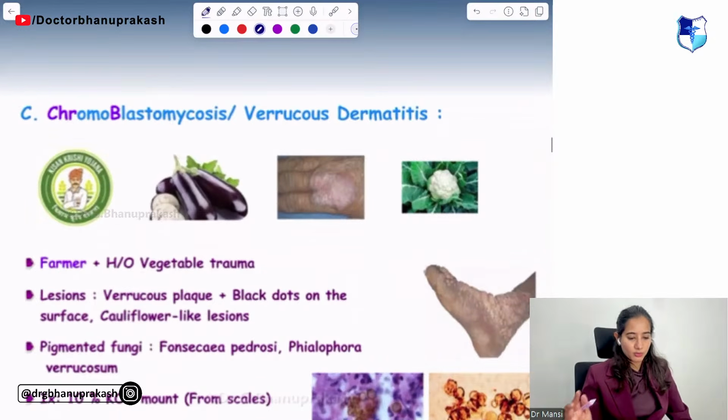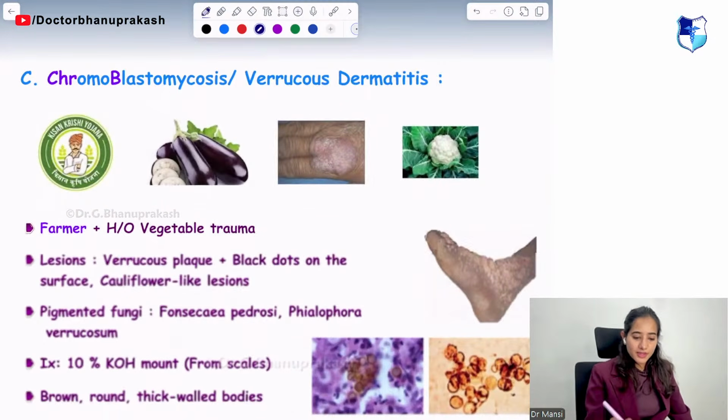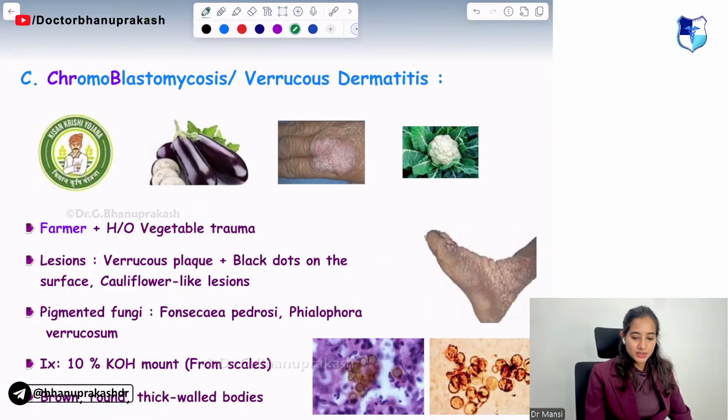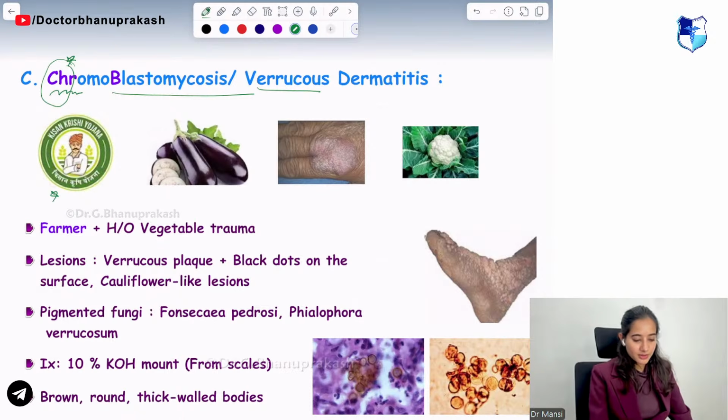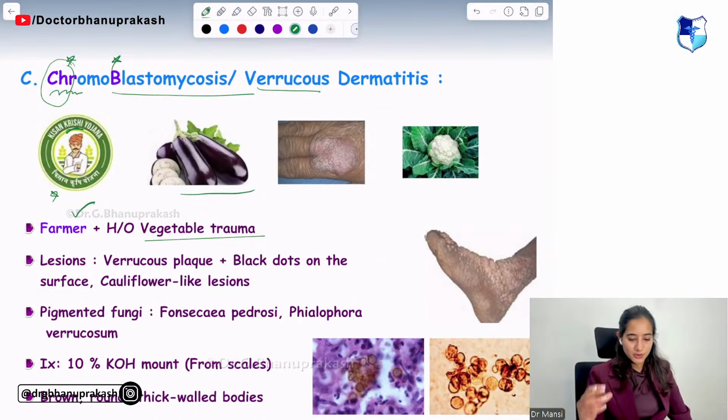Next, we move to chromoblastomycosis, also called verrucous dermatitis. Now, this word verrucous is like your cauliflower. What I wanted you to remember from here is the mnemonic: chromoblastomycosis will remind you of Krishi. So this Krishi, a person who has a history of vegetable trauma, probably a farmer. And blastomycosis, this brinjal should remind you of blastomycosis. So chromoblastomycosis presents as a verrucous plaque, which looks cauliflower-like.